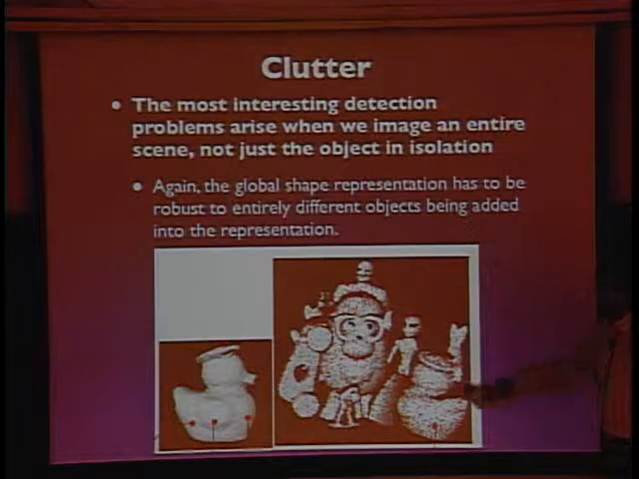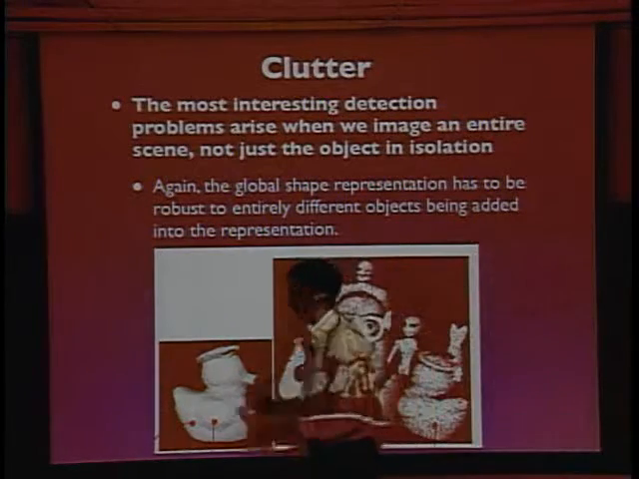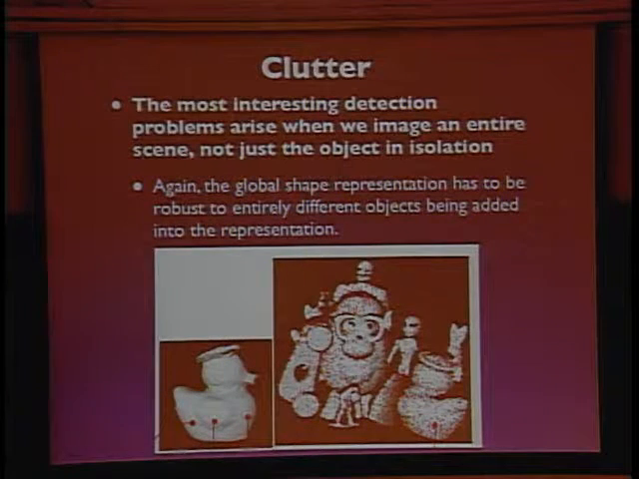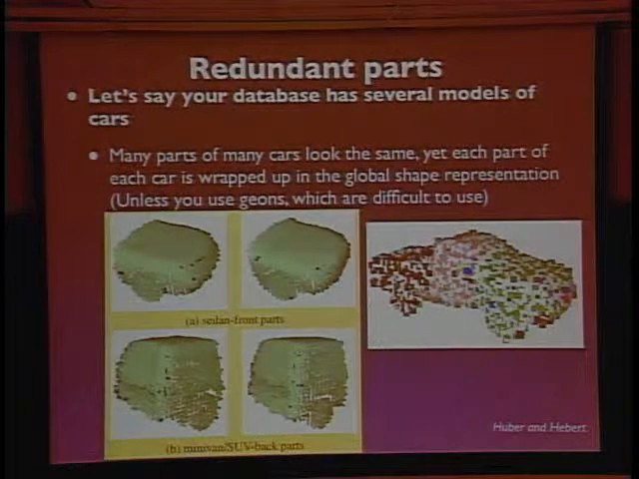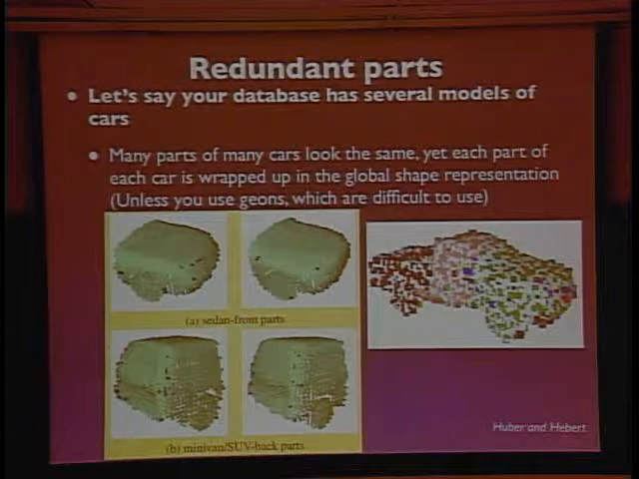So if only 1% of the scene is taken up by your object of interest, that means 99% of your global shape description is going to be stuffed with junk. So that's going to make it completely different from what the global shape description of the model is going to be. So here's a slightly different problem.